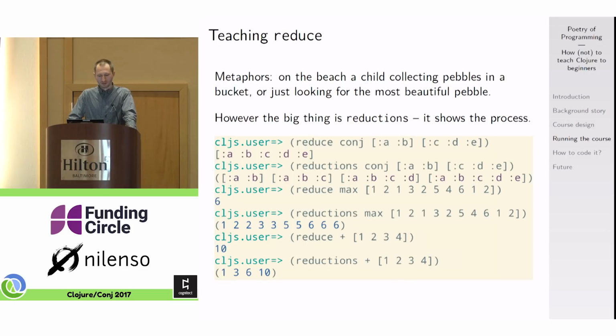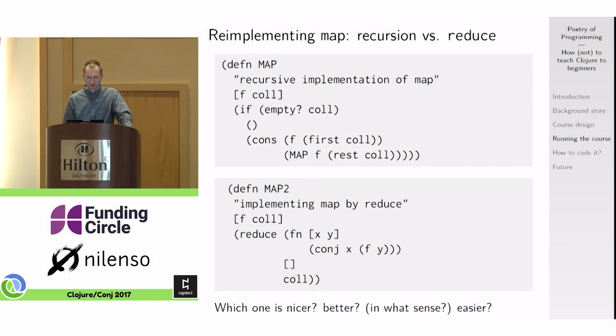But what I found is that the most useful thing is the reductions function. It's like a built-in debugger for reduce, right? And it shows you exactly what is happening in the reduction process. Okay, so, well, this is the point where I had to actually reconsider my way of thinking as a programmer.